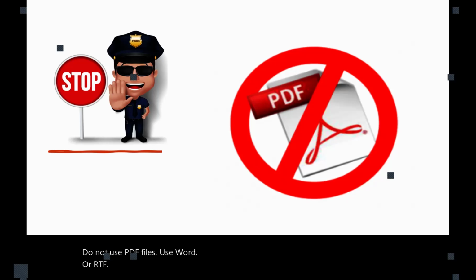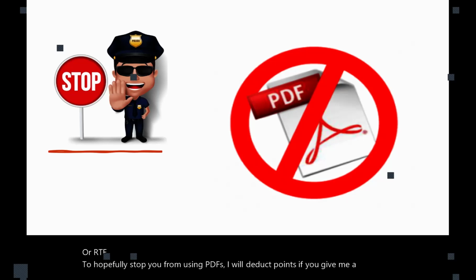So hopefully that stops you from using PDFs. I will deduct points if you give me a PDF file. So please, no PDF files.